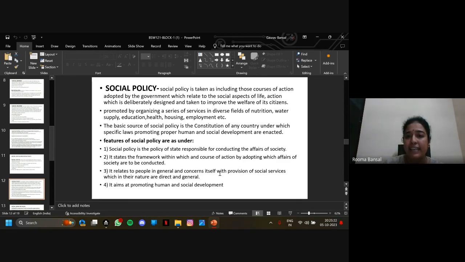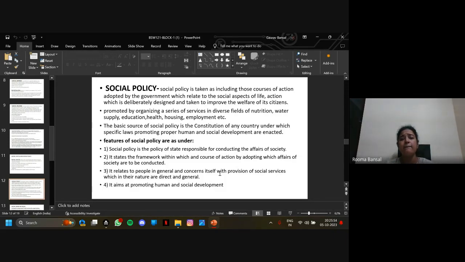Here we can take the example of the healthcare system. Like everybody has equal right to get medical assistance or health assistance. Drinking water supply is a must, a basic need. Social policies are made so that the water supply properly reaches every corner of India.